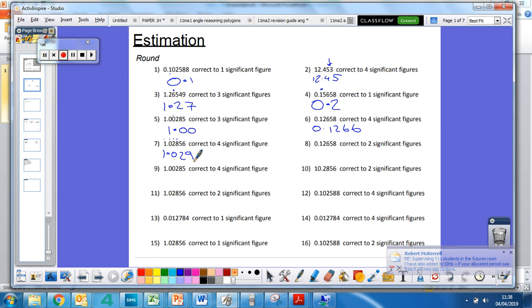Next, 2 significant figures. So the 0 doesn't count. It's the 1. It's the 2. It's that digit there, the 2 that we're going to round to. 0.1 what? 3, because the 6 tells us to round up.